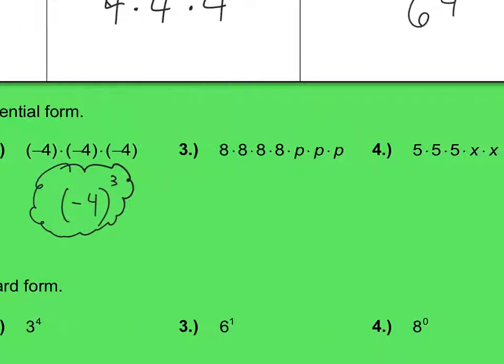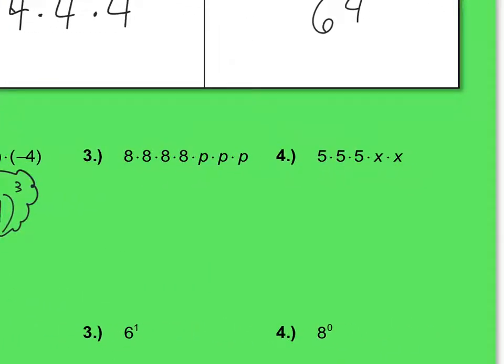Number 3 is a little trickier because we have a variable. Basically, you can't just combine the p's with the 8's and say there's 7. You have to do the 8's separate from the letter p, from the variable. Well, there's 4 8's, so that's 8 to the 4th power. Times, there's 3 p's, that means p to the third power. So it's kind of like 2 questions pushed together.